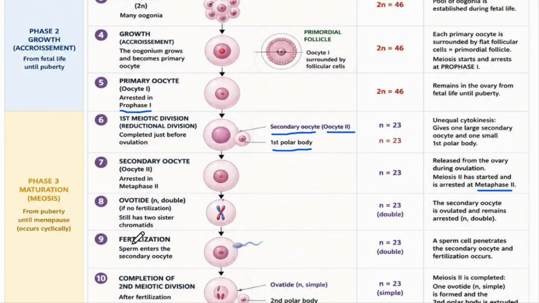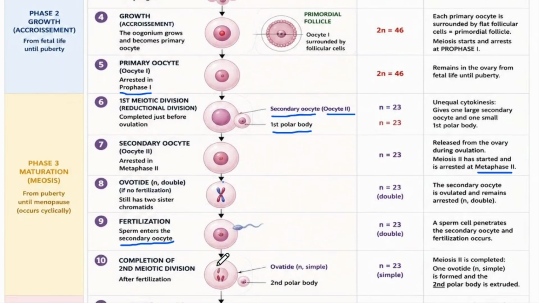If fertilization does not occur, the secondary oocyte dies. If fertilization takes place and the sperm enters the secondary oocyte, the entry of the sperm triggers the completion of meiosis 2.